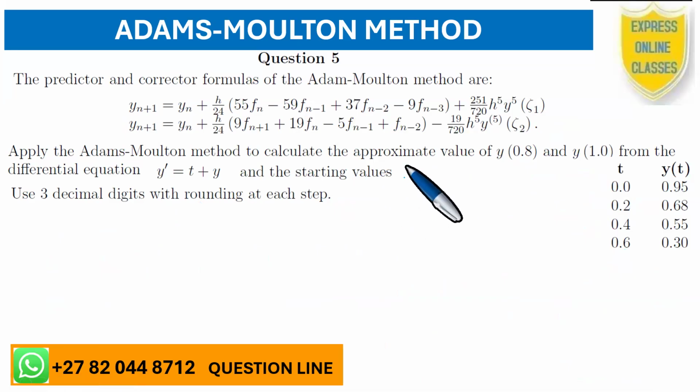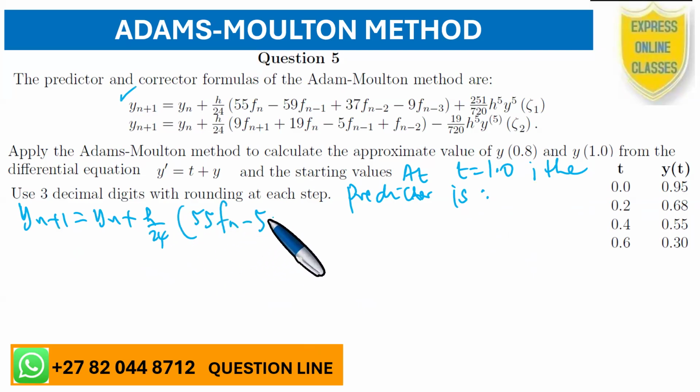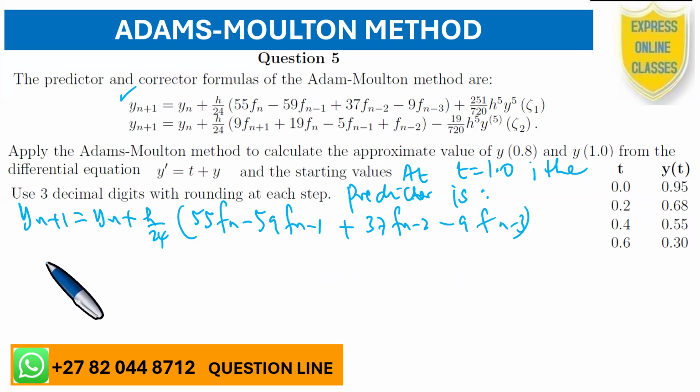Next, we're going to look at what happens at t equals 1.0. The predictor is at 1.0, which is going to be exactly y6. So at this point, we're dealing with the predictor, which is the first one: y(n+1) equals yn plus h over 24, times 55 Fn minus 59 F(n-1) plus 37 F(n-2) minus 9 F(n-3).